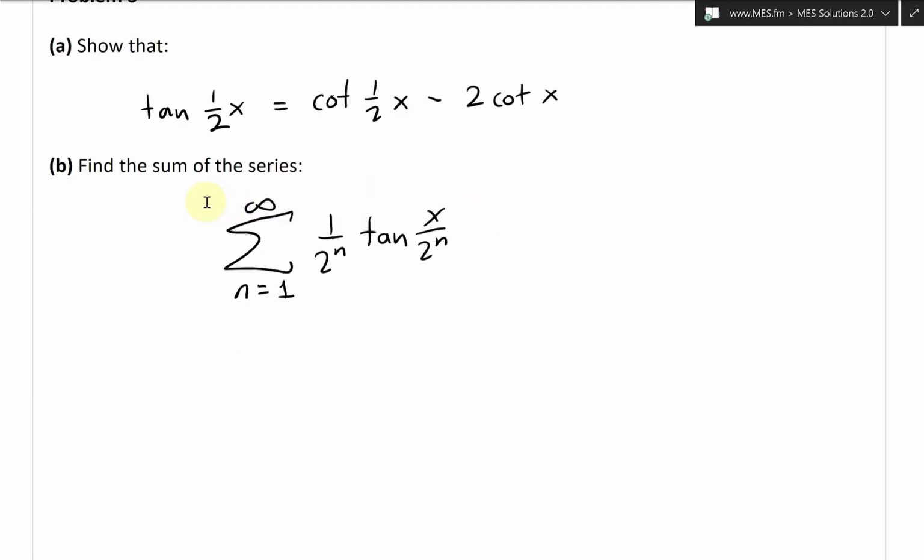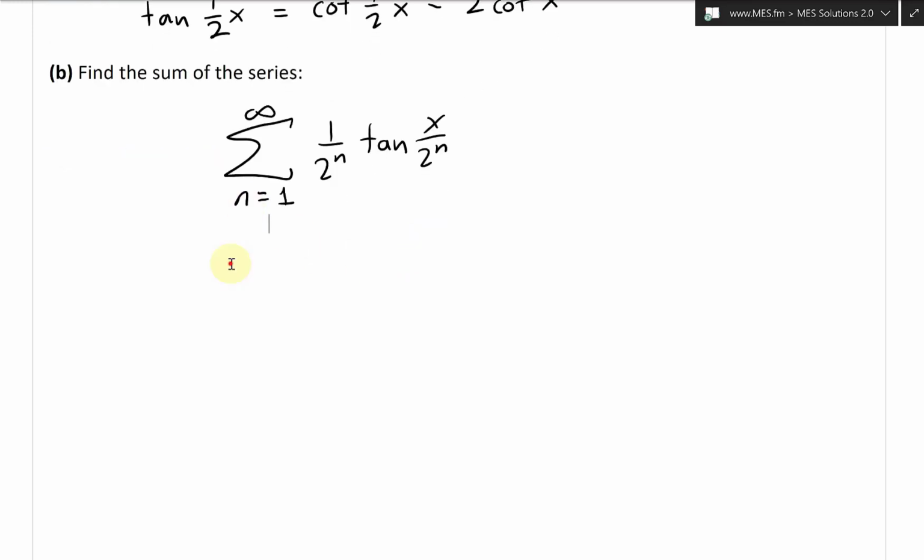And then part B says, find the sum of the series, summation from n equals 1 to infinity of 1 over 2 to the power of n times tan of x divided by 2 to the n.